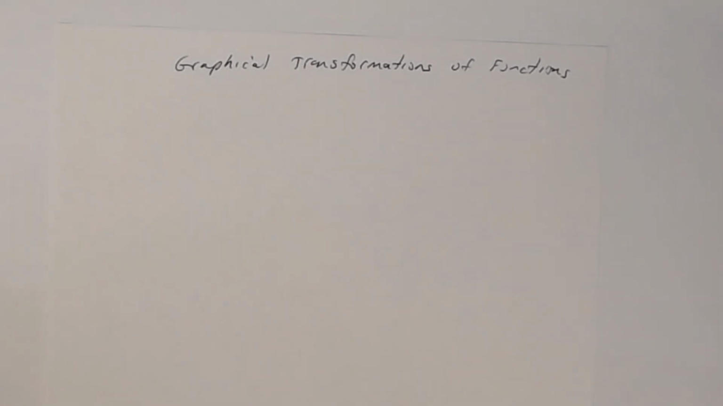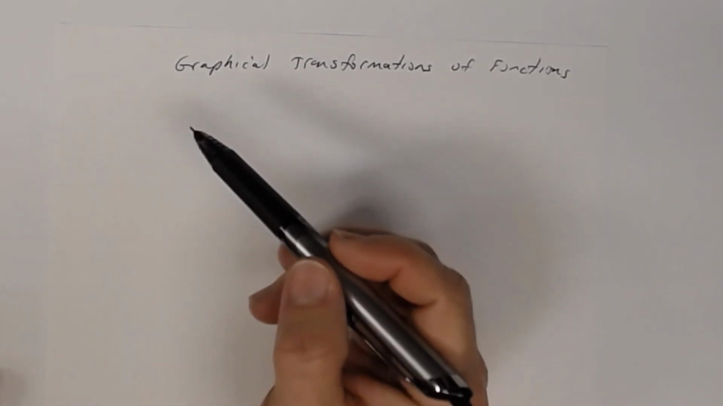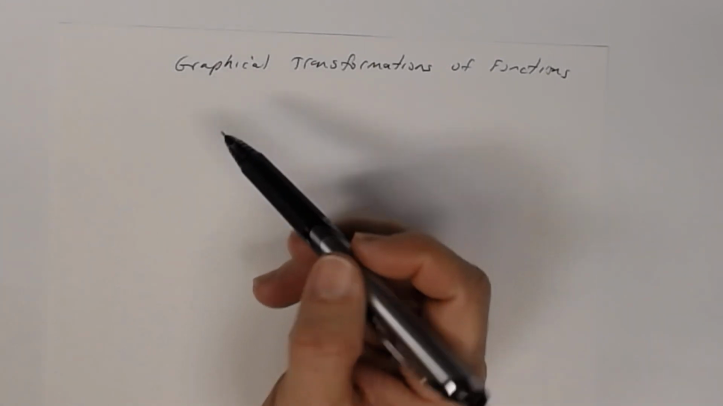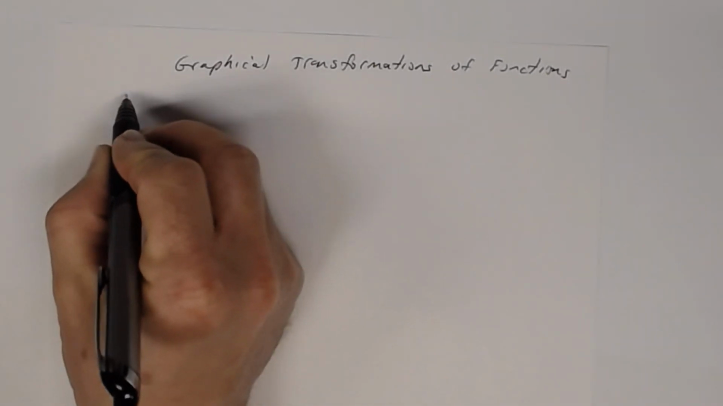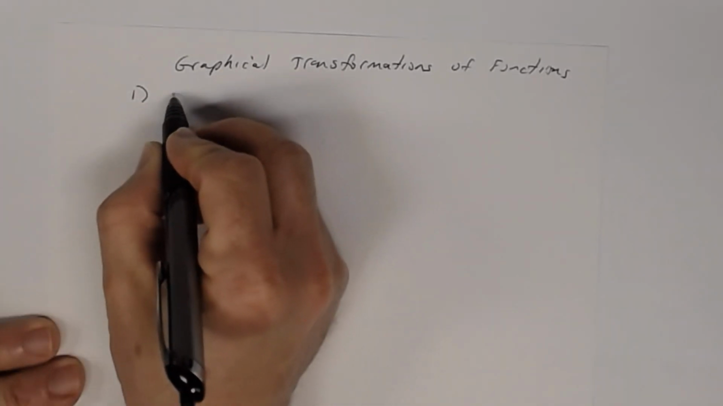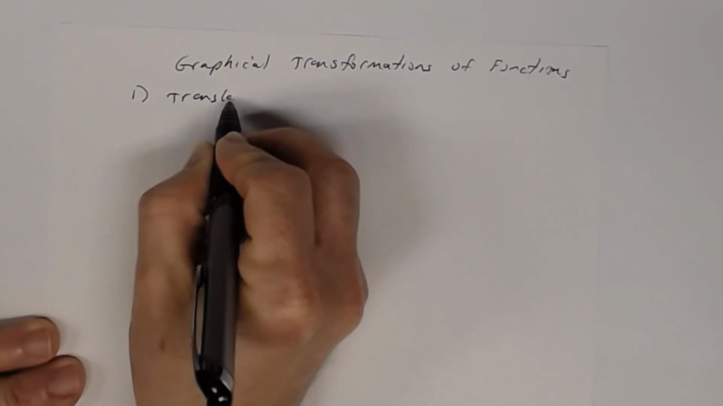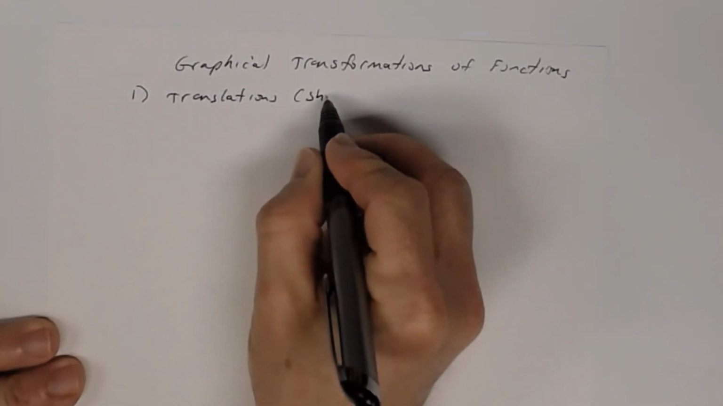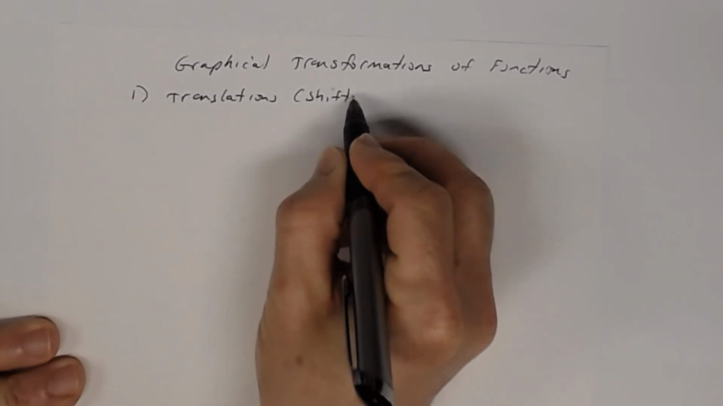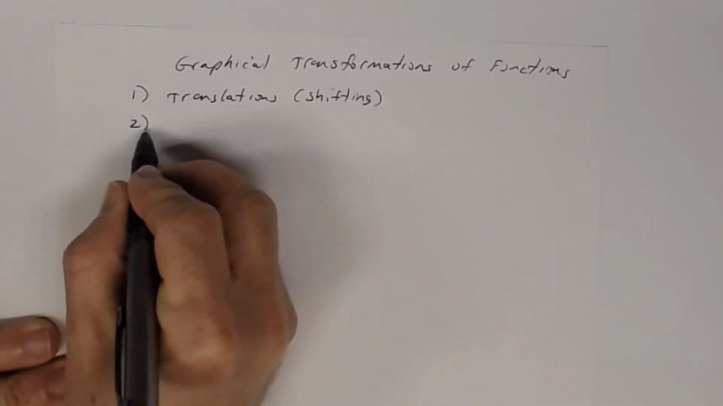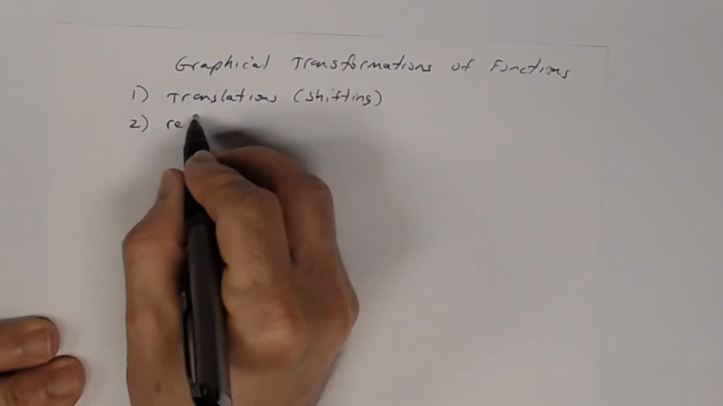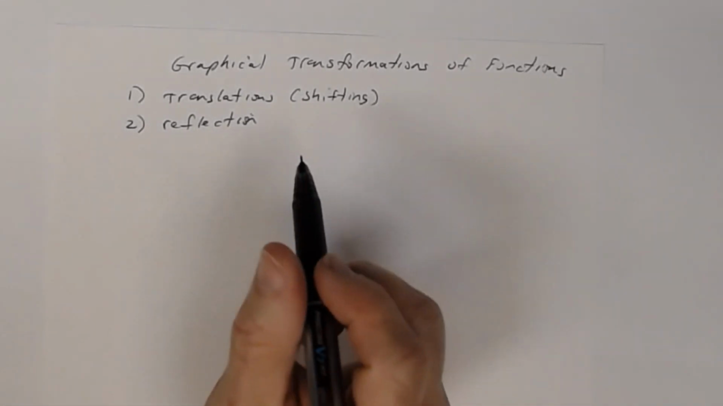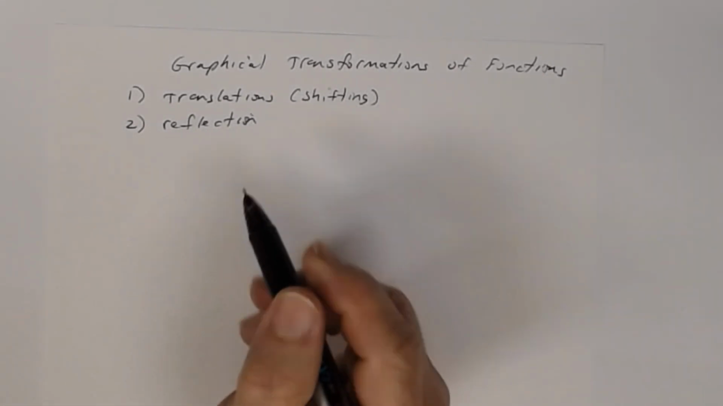Okay, so when you study those three lessons, or those 3 days of graphical transformation of functions, you're going to learn about translations, which is sometimes called shifting. You'll hear the word shifting. You also talk about reflection. So you can use a transformation called reflection.